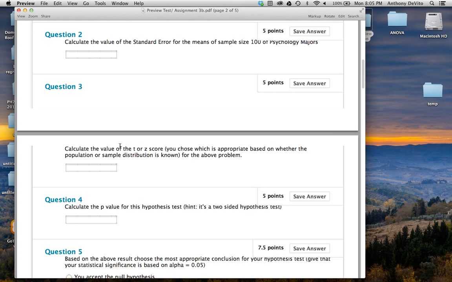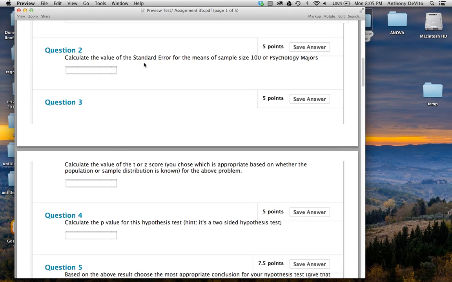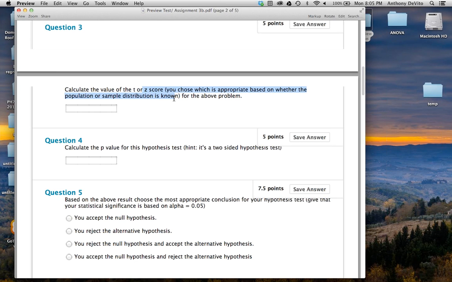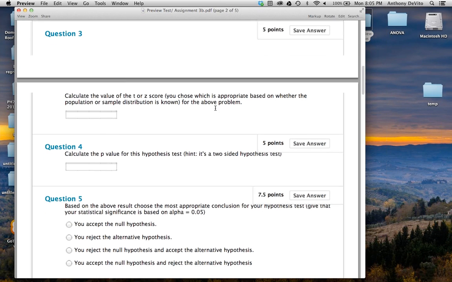Okay. Next, calculate the value of the t-score, or z-score. You choose which is appropriate. Well, we're going to work with the z-score, right? Because we know the population standard deviation, so we're working with the z-score. So let's calculate the z-score.